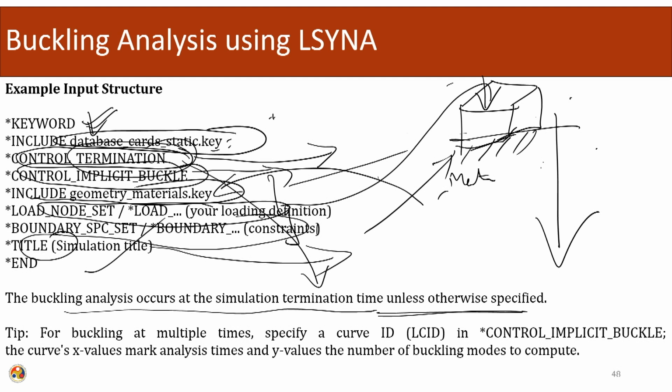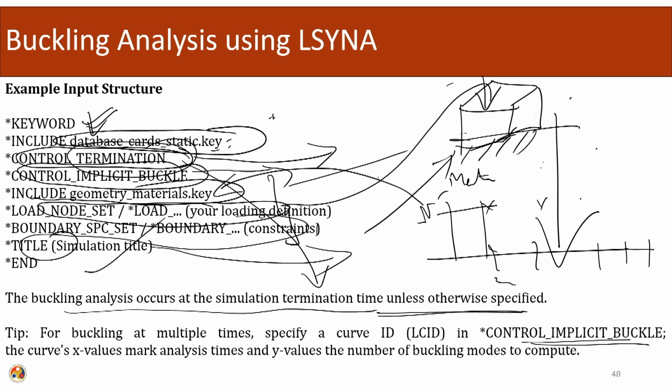For buckling at multiple times, we can specify a curve in this control implicit buckle card. The curve's x value marks the analysis time and the y value marks the number of buckling modes to compute. So if you want to run it for several times, we can give different values of time, and for each time how many modes we want to calculate. Otherwise we let it run, and in that particular run time it will calculate the required modes. So this is the procedure to do analysis using LS-DYNA for the buckling mode.